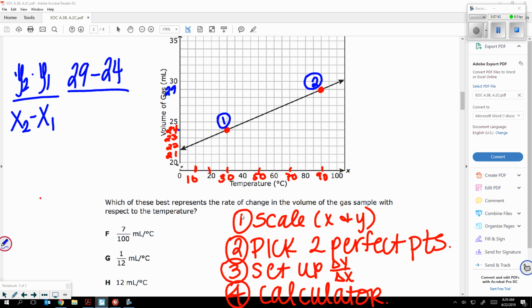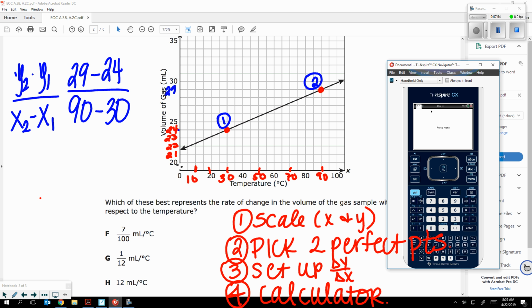Divided by, what's the x value of my second point? 90 minus, what's the x value of my first point? 30. So I'm going to go to my calculator. I'm going to go back home. I'm going to go to calculate. Now, to be able to get into my fraction, I'm going to put control divide and make my life a lot easier. Now I just have to type it in exactly as I wrote it.